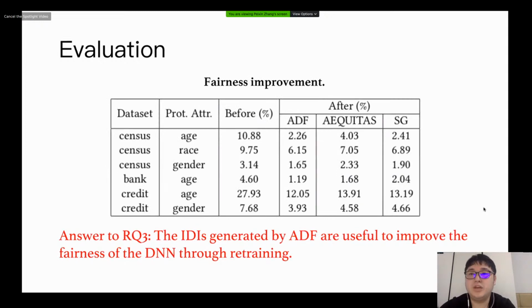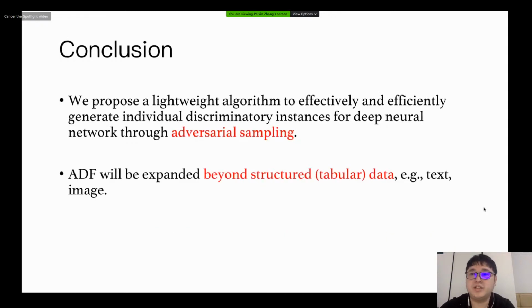And last, we try to improve model fairness by retraining with data augmentation. The table gives the ratio of individual discriminatory instances estimated by the law of large numbers. It can be observed that retraining with the individual discriminatory instances can significantly improve the model fairness, and ADF achieves better fairness improvement. In conclusion, inspired by adversarial attacks, we propose a lightweight algorithm to effectively and efficiently generate individual discriminatory instances, and in the future, we will try to expand it to the text and image domains.